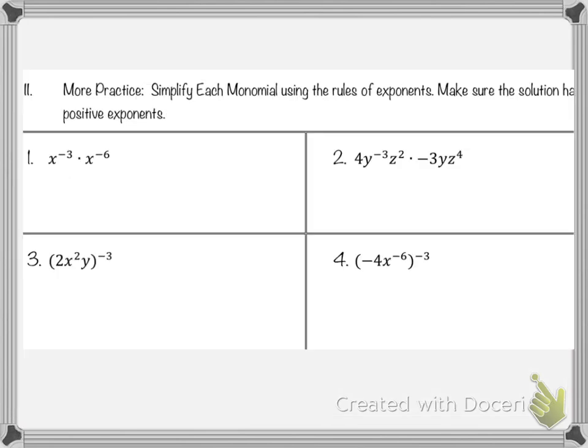Okay, so let's do some more practice here. Here we can now simplify. So x to the negative third times x to the negative sixth. What would I do to those exponents? I would say x to the negative third plus negative 6, right? So that's going to be x to the negative ninth power. We want to make it positive, so this is going to be 1 over x to the positive ninth.